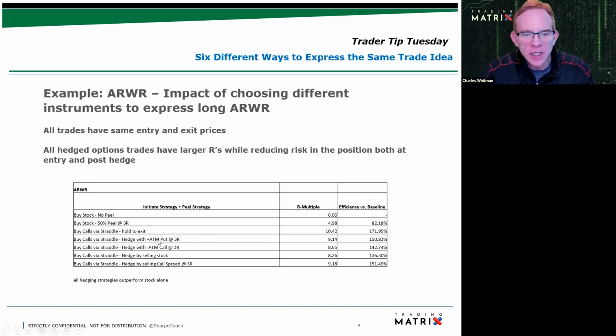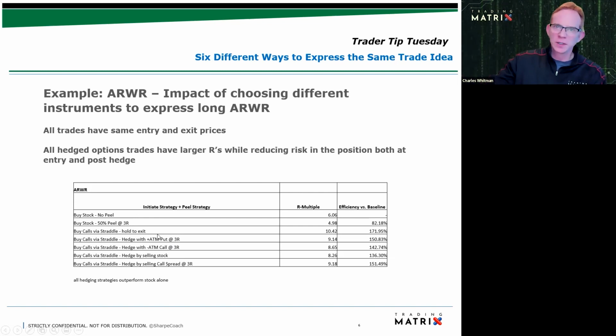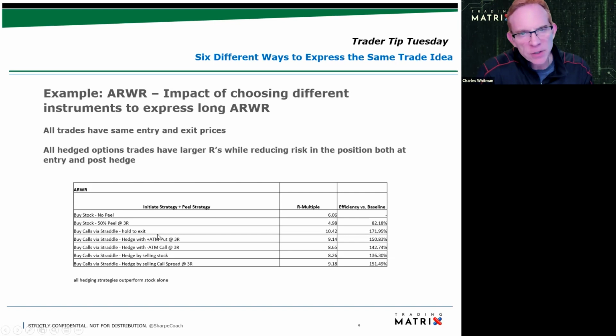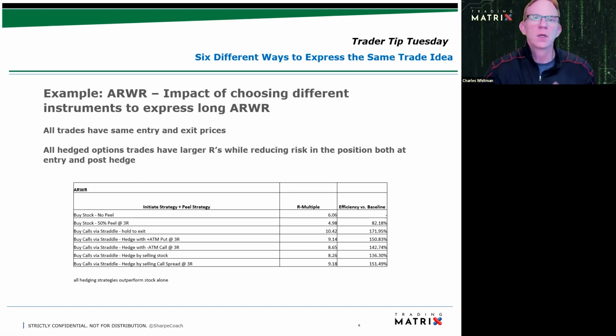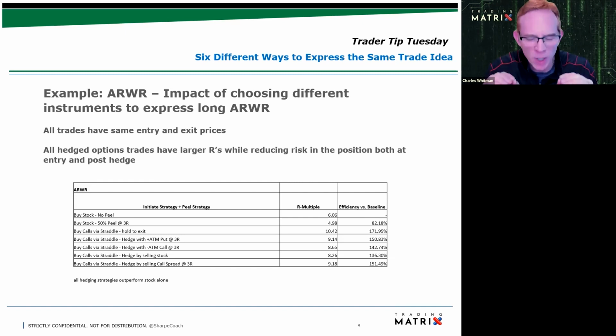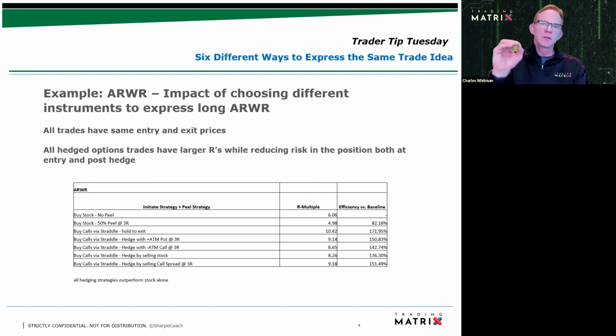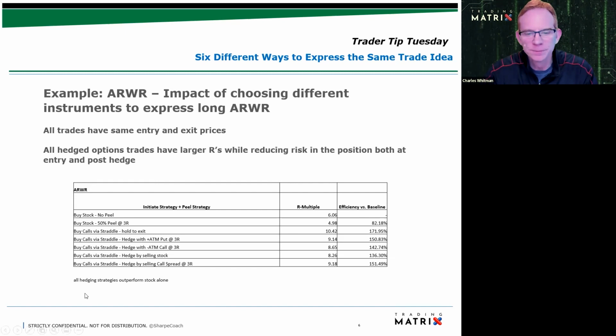And they all are hedging, well, 4 of the 5 are hedging at 3R. So all of these have less risk initially because they have limited risk. And these 4 strategies have less ongoing risk because of the option hedge. Trading with less risk and bigger return. And this doesn't even count the margin efficiency. This is much more margin efficient than just being long ARWR.